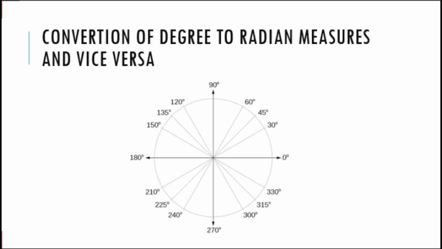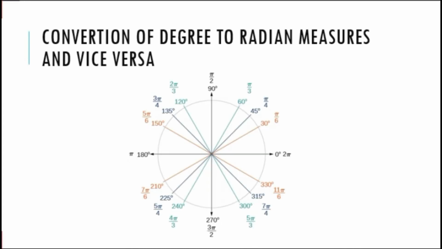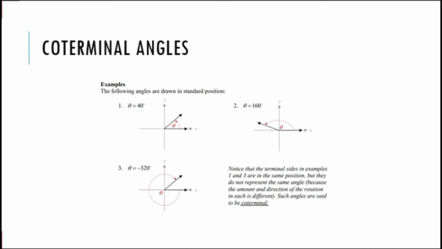Shown on your screen right now are the commonly encountered angles measured in degrees. And now we can list the corresponding radian values for the commonly encountered angles measured in degrees of a circle. Going back, we have these examples again, wherein the terminal sides in examples 1 and 3 are in the same position, but don't necessarily represent the same angle because they are coterminal.